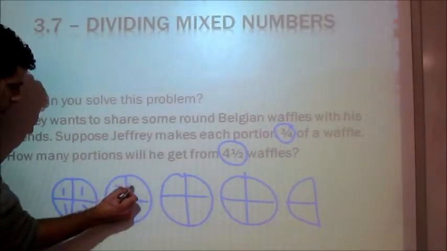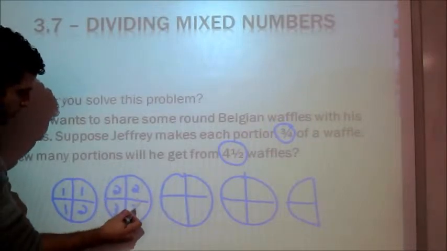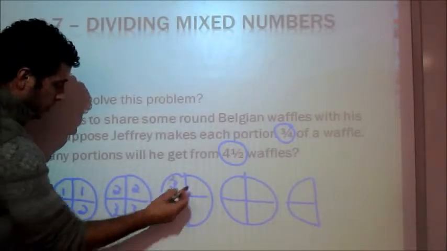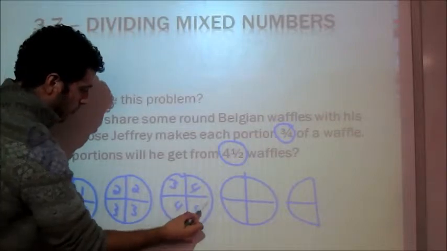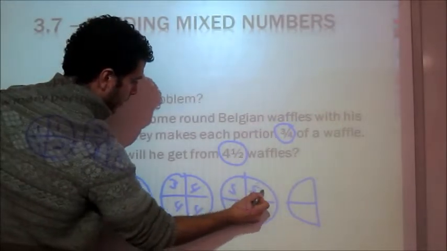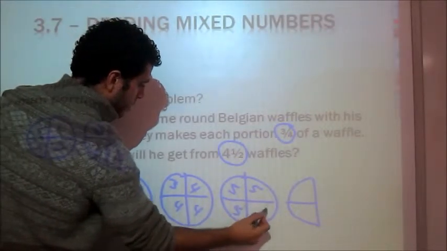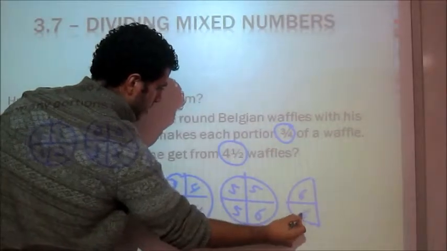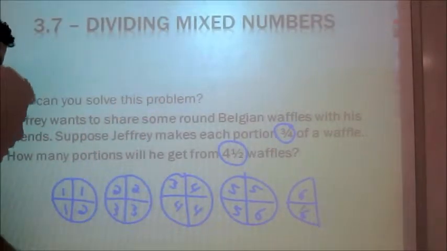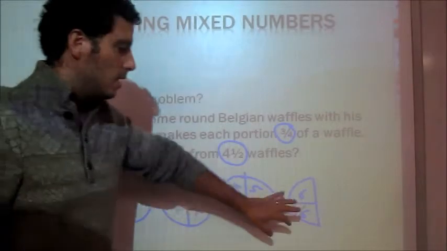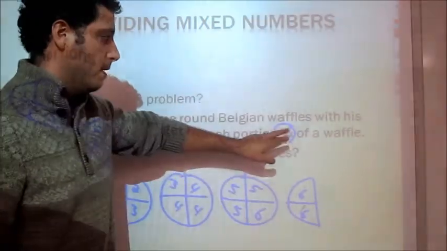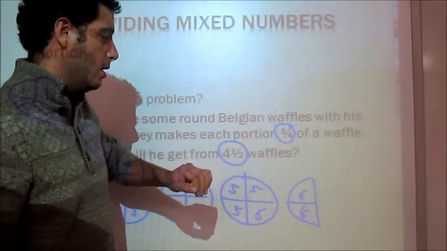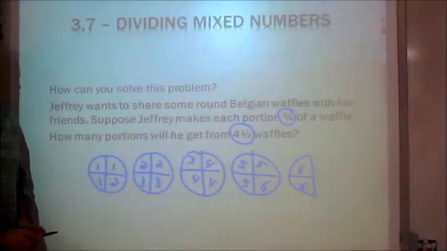2, 2, and 2. That's the second. 3, 3, and 3 is the third. 4, 4, and 4. 5, 5, and 5. 6, 6, and 6. So it looks like we have 6 even sets of 3/4 in 4.5 waffles.